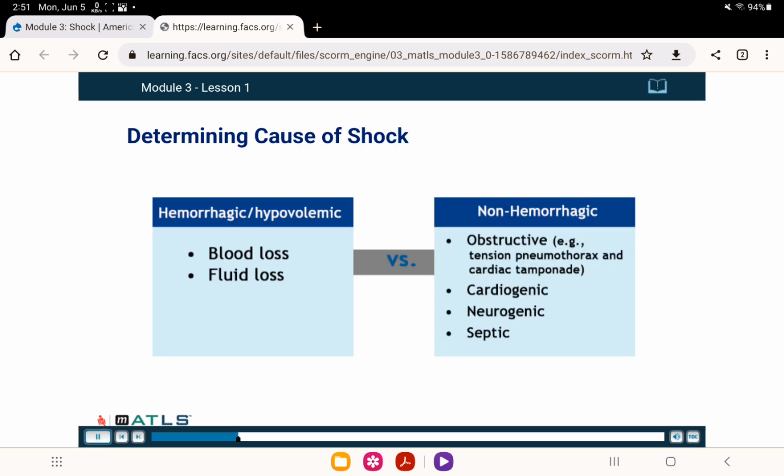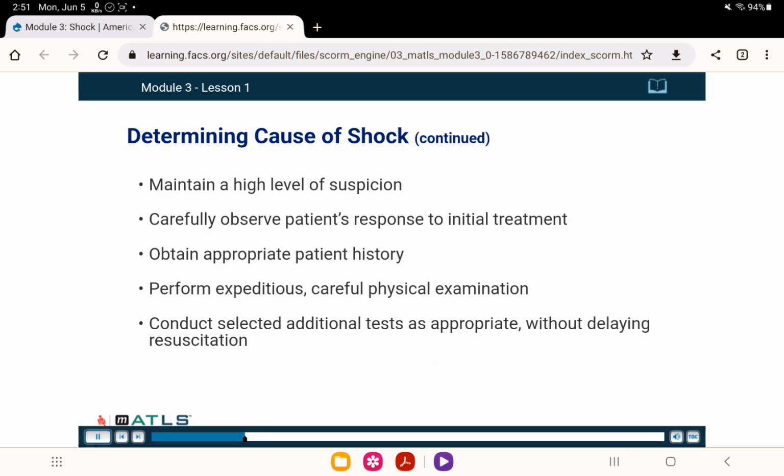Remember, in trauma patients, determining the cause of shock involves considering the mechanism of injury. Most injured patients in shock have hypovolemia, but they may suffer from cardiogenic, obstructive, neurogenic, and/or septic shock. To recognize and manage all forms of shock, maintain a high level of suspicion, and carefully observe the patient's response to initial treatment. Initial determination of the cause of shock requires an appropriate patient history and expeditious careful physical examination.